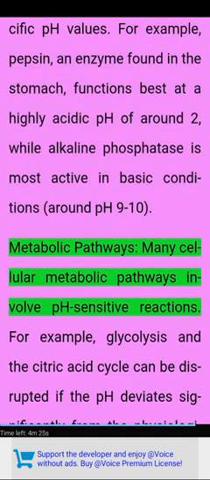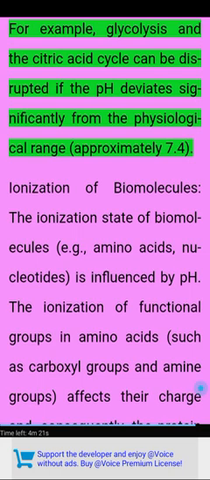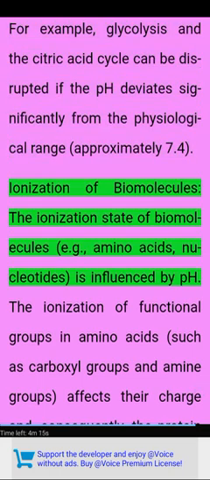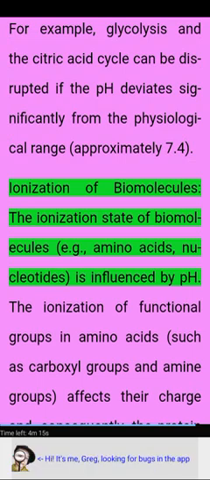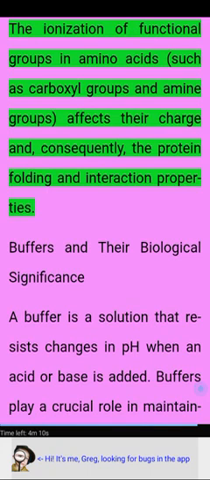Metabolic pathways. Many cellular metabolic pathways involve pH-sensitive reactions. For example, glycolysis and the citric acid cycle can be disrupted if the pH deviates significantly from the physiological range, approximately 7.4. Ionization of biomolecules. The ionization state of biomolecules, e.g., amino acids and nucleotides, is influenced by pH. The ionization of functional groups in amino acids, such as carboxyl groups and amine groups, affects their charge and, consequently, the protein folding and interaction properties.